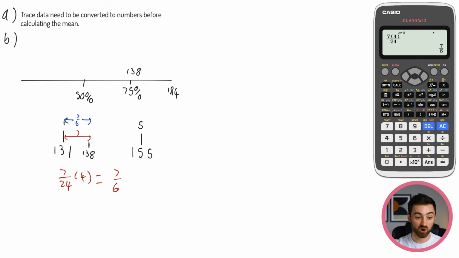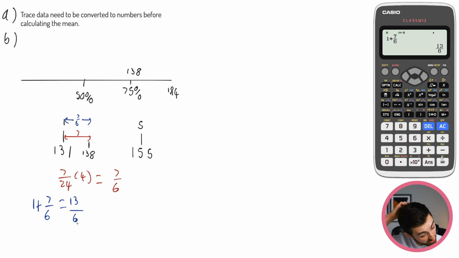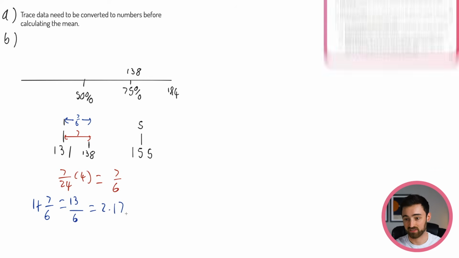So then it would just be 1 plus 7/6, wouldn't it? So 1 plus 7/6, that's going to get me 13/6. Or why don't we round this to 3 significant figures, which is going to be 2.17. That's linear interpolation there.